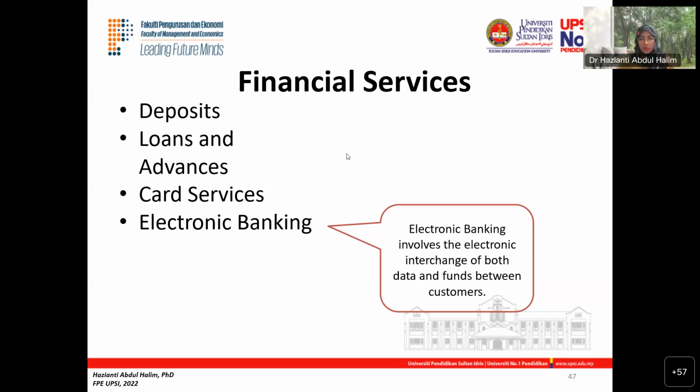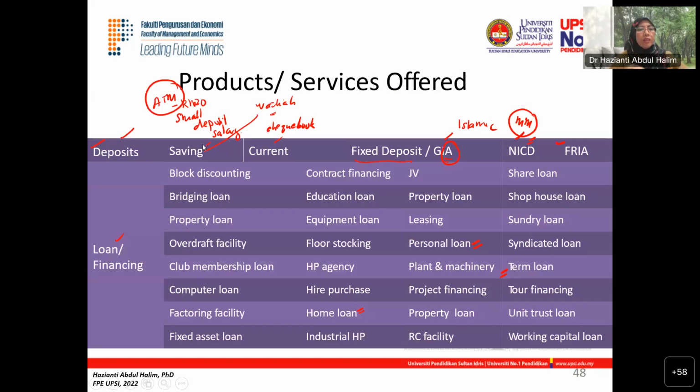Alright, so when we talk about financial services or products offered by banks, we are talking about deposits, loans and advances, card services as well as electronic banking. So deposits can be many things, loans can also be many things, depending on different banks.